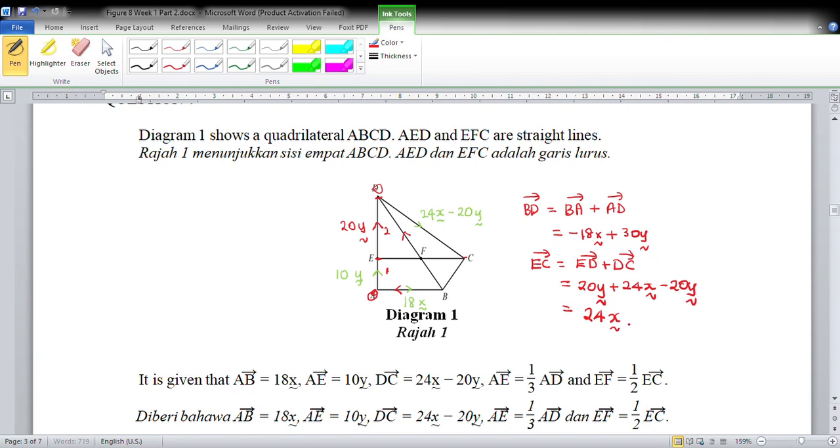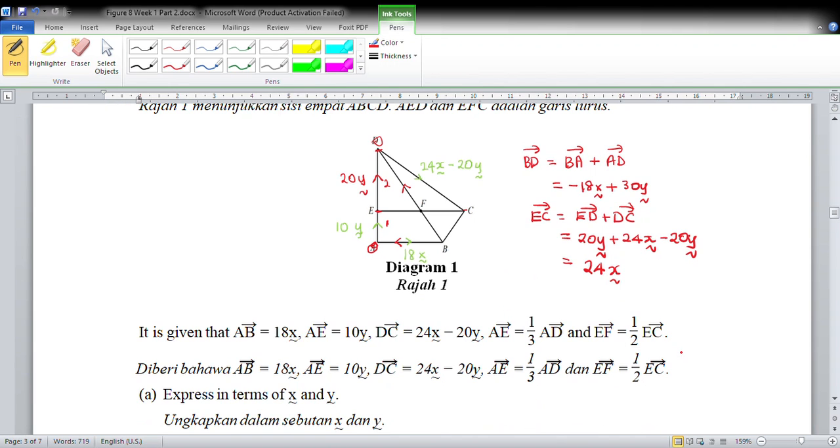And this makes sense even though they didn't say that EC and AB are parallel. But you can see in the diagram it is horizontal, so it's quite possible that it is parallel, right? Even though we cannot make such assumption, right? Okay, let's go on to part B. What is part B?